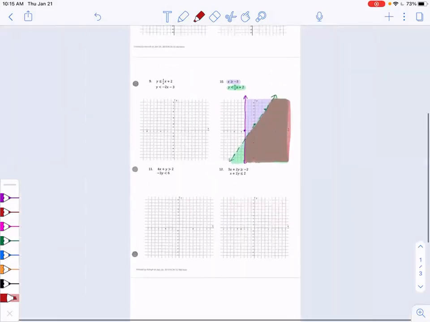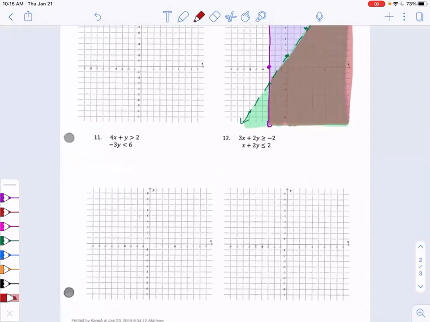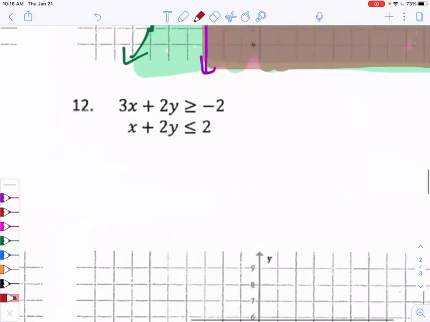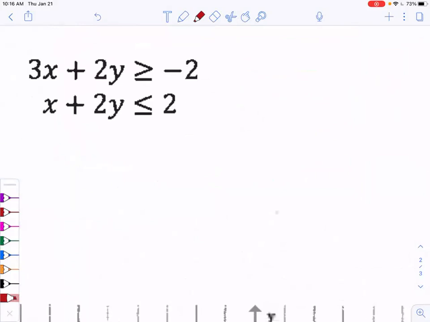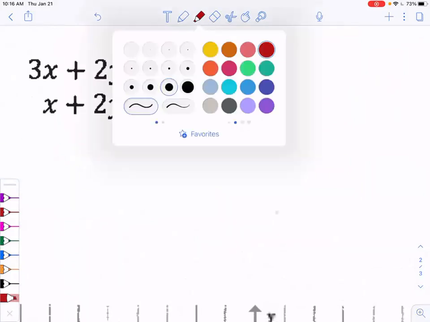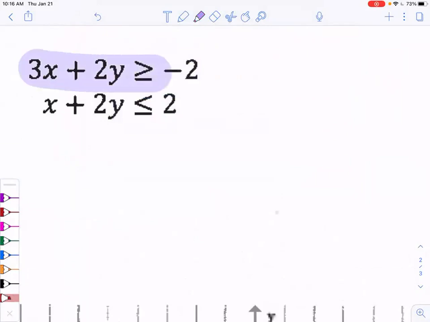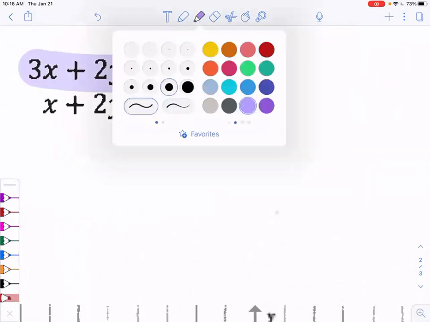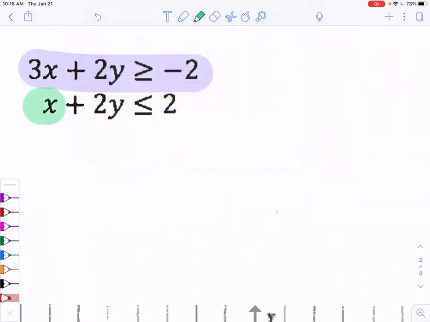Okay, let's do either number 11 or number 12. What do you think, Michael? Let's do 12, yeah. Okay. So again, I'm going to make these 2 different colors. That way it's just easier to follow along. And we're going to solve. So I'll do my purple equation first.